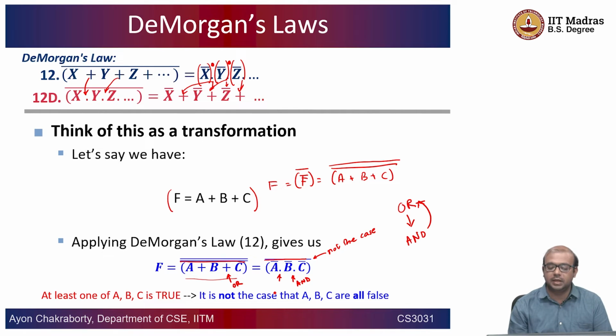we again verbally infer the statement, which logically says that it is not the case that a, b, and c are all false. So we say at least one of a, b, and c is true, which basically means that it is not the case that they are all false, or all not true. So you can think about it this way, and this basically gives you an actual physical insight into why this De Morgan's law works.